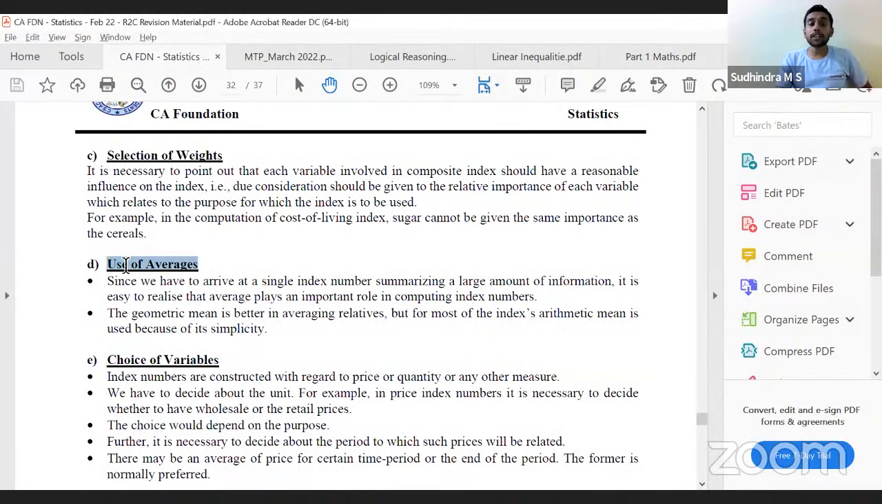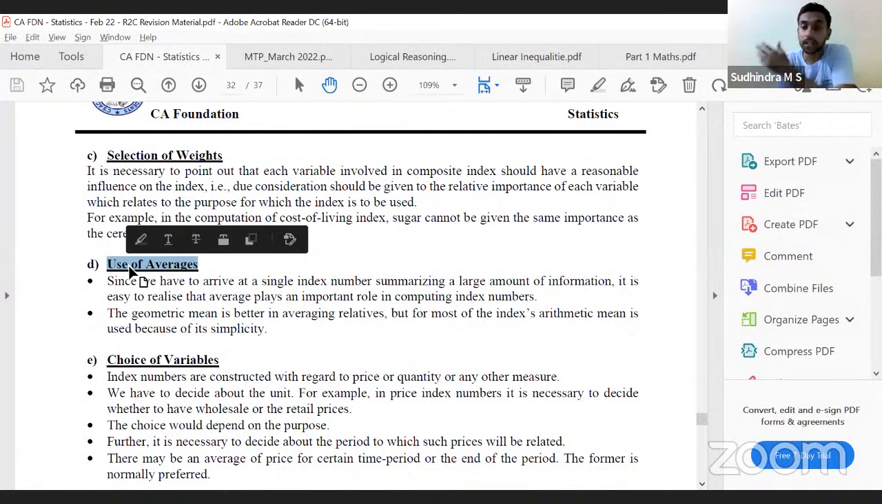Then use of average. Now we have multiple commodities. So we have 100 commodities. So we will get 100 different index numbers for consumer price index. But we'll require only one. So what we have to do? We have to average it out. So we have to calculate the average. So which is the best average in case of index numbers?